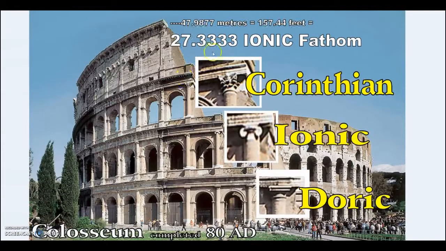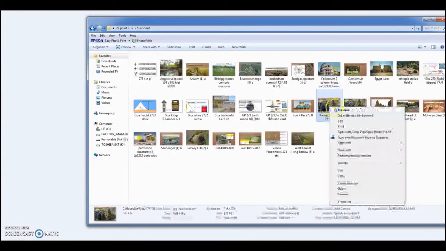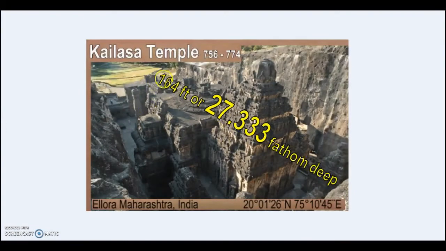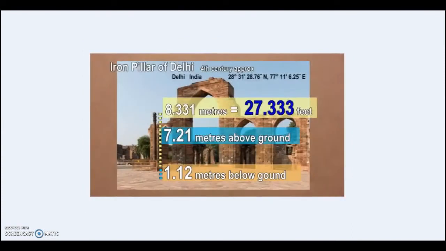Now the Colosseum: Doric, Ionic, Corinthian, and the Samian foot, as was in the Salamis stone. What's the height? 27.3 Ionic fathom. In India, the famous Kailasa Temple, 164 feet or 82 feet times 2. That's the length of West Kennet Long Barrow times 2, so therefore 27.3 fathom. And the very famous, very enigmatic Iron Pillar of Delhi.